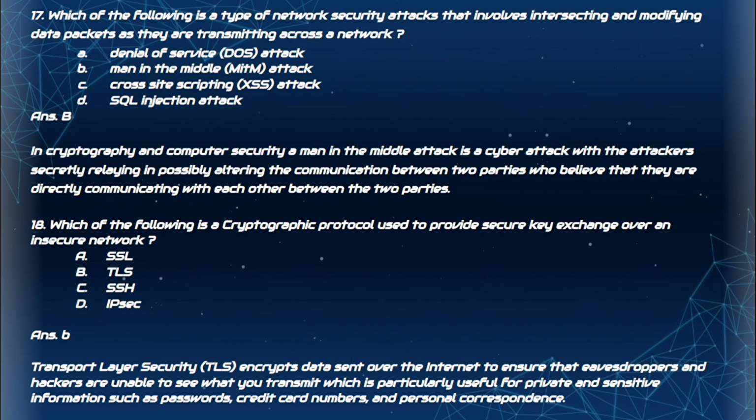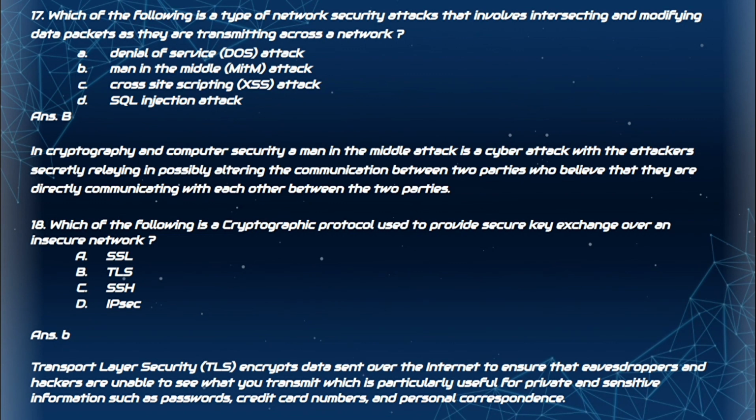Move to the next question. Which of the following is a type of network security attack that involves intercepting and modifying data packets as they are transmitted across the network? Option B, man in the middle, MITM attack. In cryptography and computer security, a man in the middle attack is a cyber attack with the attacker secretly relaying and possibly altering the communication between two parties who believe that they are directly communicating with each other.